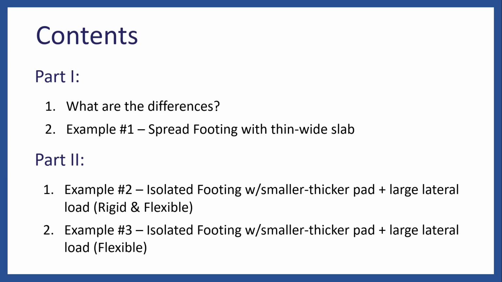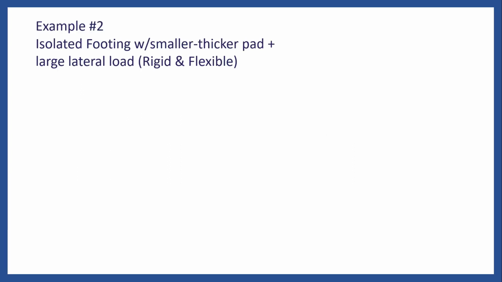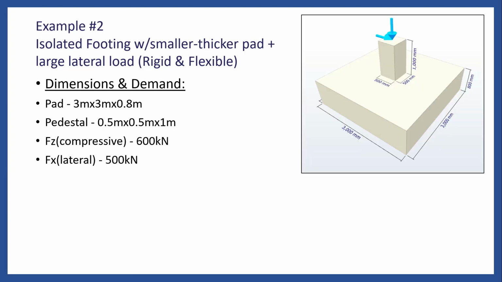And example number 3 will be pretty similar, taking into account some slight changes to the lateral loading. Let's start with example number 2. We have the dimensions 3 by 3 by 0.8 of the pad, pedestal, as you can see, 0.5 by 0.5 by 1, and a compressive and lateral load, as you can see in this image here.